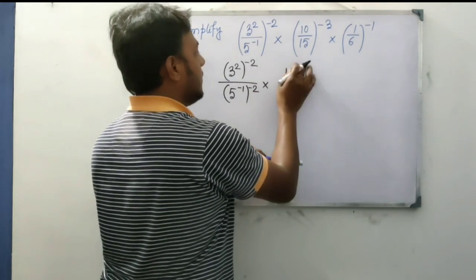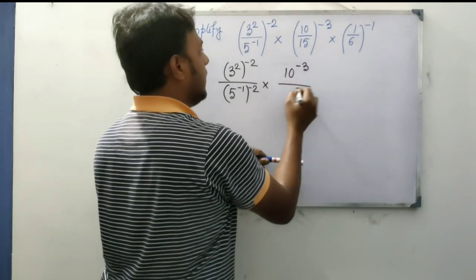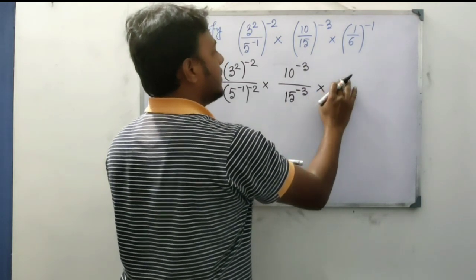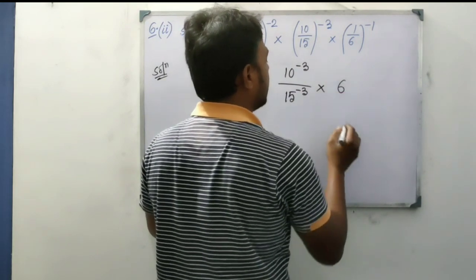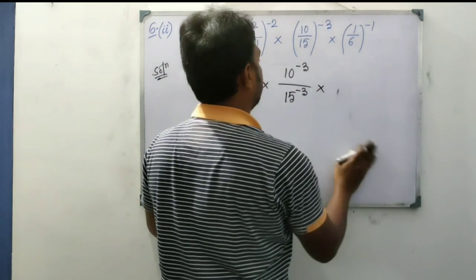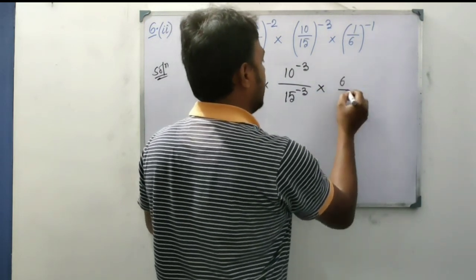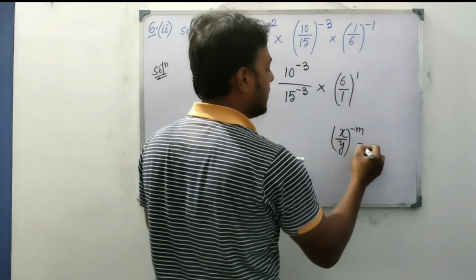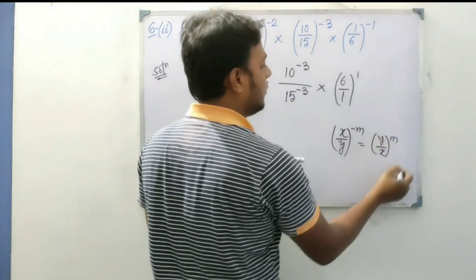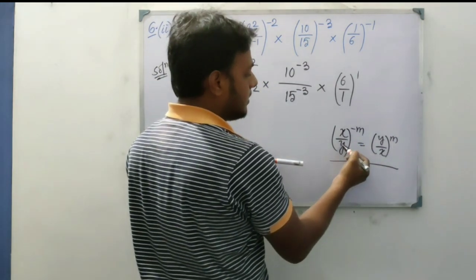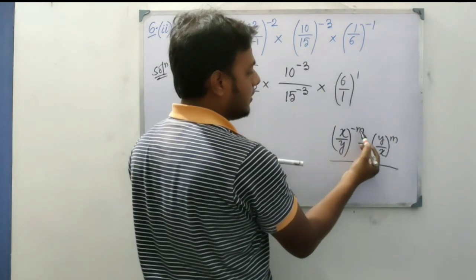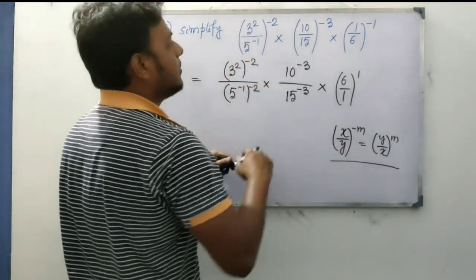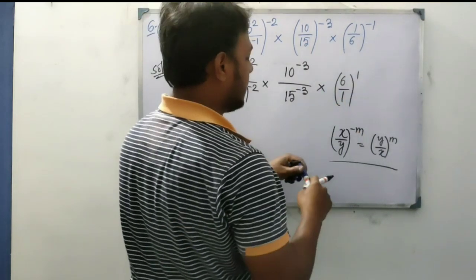Similarly for the second one also, 10 to the power minus 3 by 15 to the power minus 3 into 1 by 6 to the power minus 1, which can be written as only 6. Here we have used that (x by y) to the power minus m can be written as (y by x) to the power m, by the rule. For this minus we have to consider the reciprocal of the fraction. We have removed the minus, but we have considered the reciprocal of the fraction. X by y was there, we have considered y by x. So here also for this minus, 1 by 6 was there, then it will be 6 by 1. Okay.